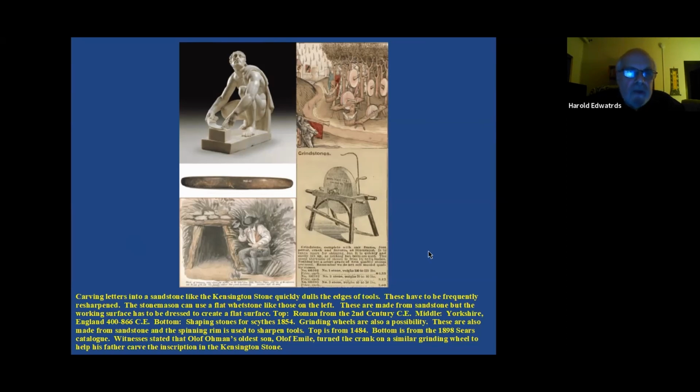A quicker way of sharpening stones is using a grinding wheel. These are grinding wheels from the Middle Ages, and this is a grinding wheel from the 1898 Sears catalog. We know that Olaf Ullmann owned a grinding wheel very similar to this. So one person would turn this crank, another person would push the tool up against the rotating rim of this grinding wheel. We have anecdotal evidence that Olaf Ullmann's oldest son turned the crank on his grinding stone when he was sharpening the chisels, when he was carving the runestone inscription. And we'll have some more on that later.